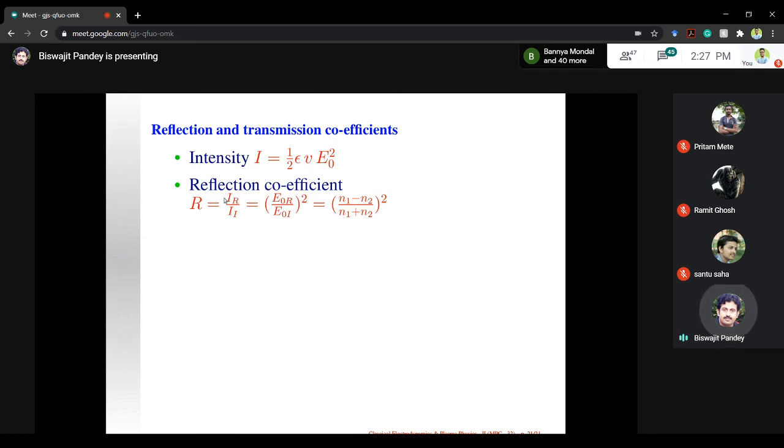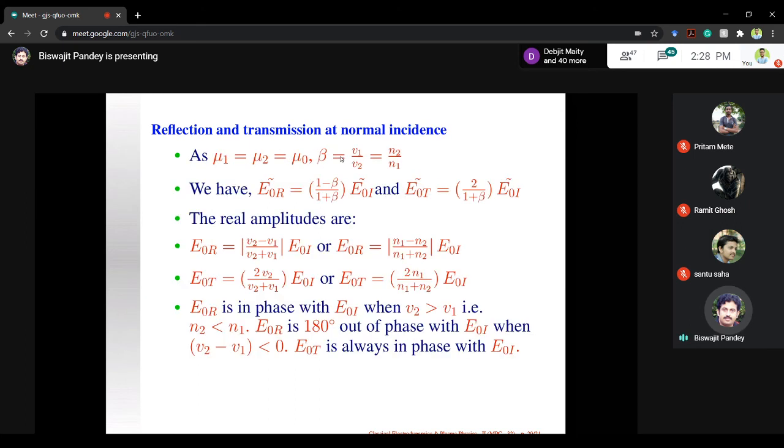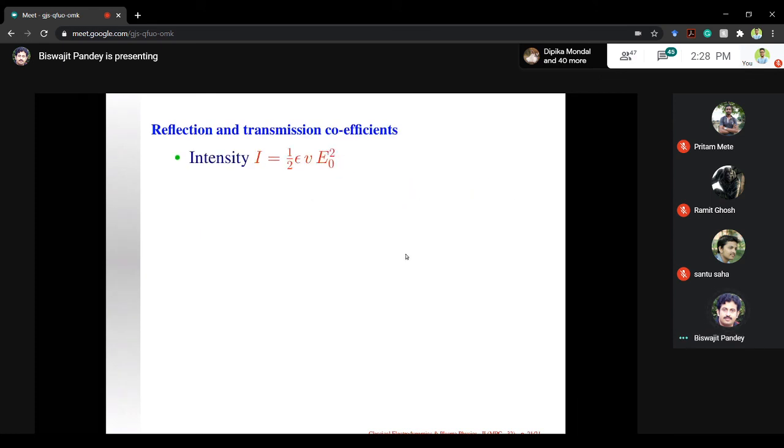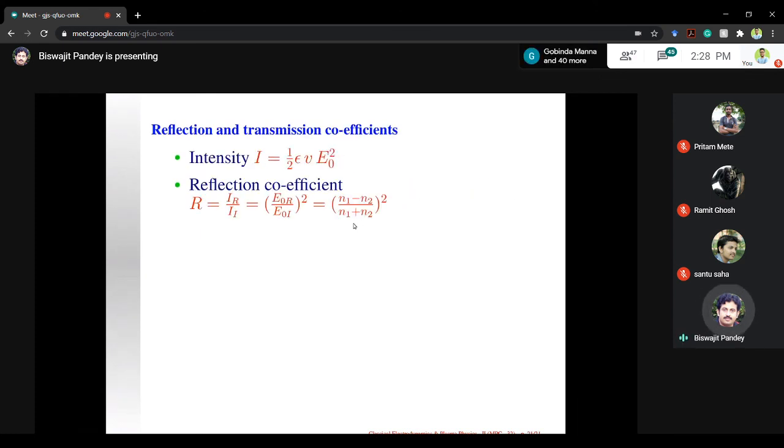This is simply the intensity of the reflected wave divided by the intensity of the incoming wave. Now you see, same medium, so epsilon is the same, epsilon 1, velocity is the same, v1, so these things get cancelled. So we just have to take a ratio of E0R by E0I, squared. And we have already learned that E0R by E0I is N1 minus N2 by N1 plus N2. So it is simply (N1 minus N2 divided by N1 plus N2) squared.